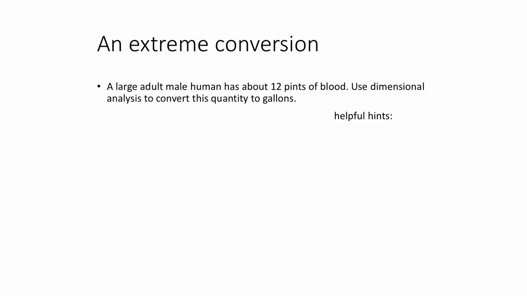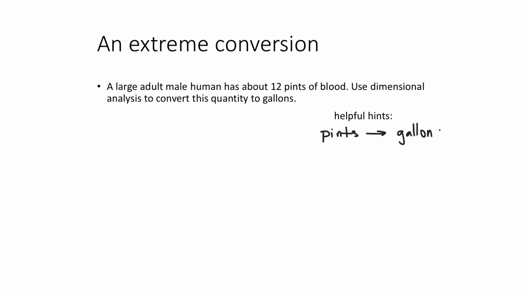Alright, so we're going to do a similar thing here. So it says a large adult male human has about 12 pints of blood, and we're going to use dimensional analysis to convert this quantity to gallons. So what we're going to do is start with what we're trying to convert. We want to take pints and we want to turn that into gallons.